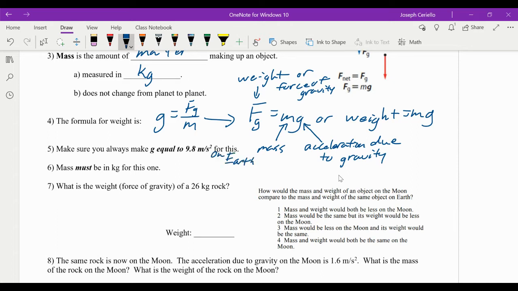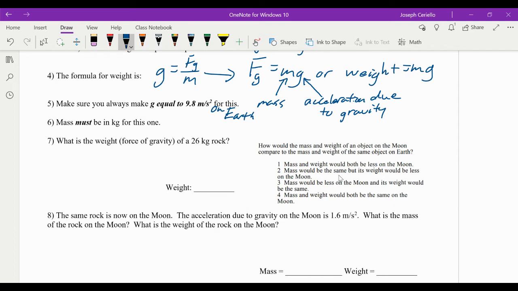We might not always be dealing with Earth. Mass must be in kilograms for this one. So what is the weight or force of gravity of a 26 kilogram rock? So weight equals mass times gravity. I'll just write it out for the first time. m times g. So 26 kilograms times 9.8 meters per second squared.